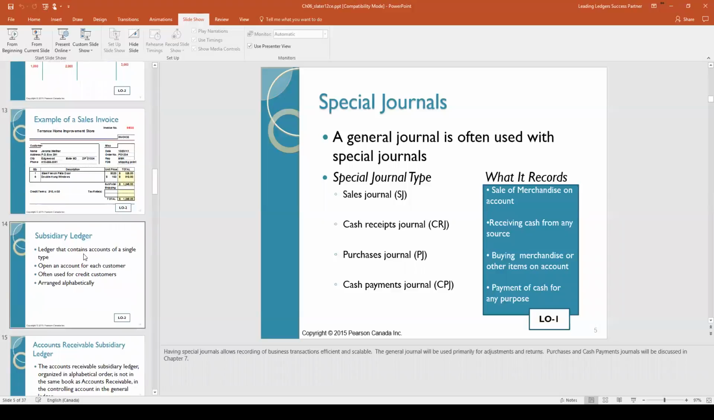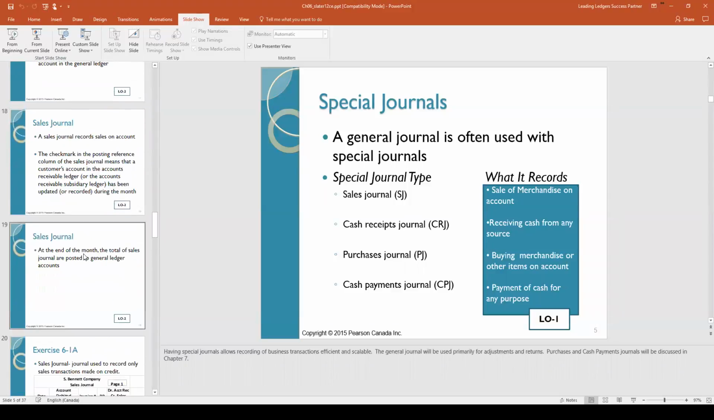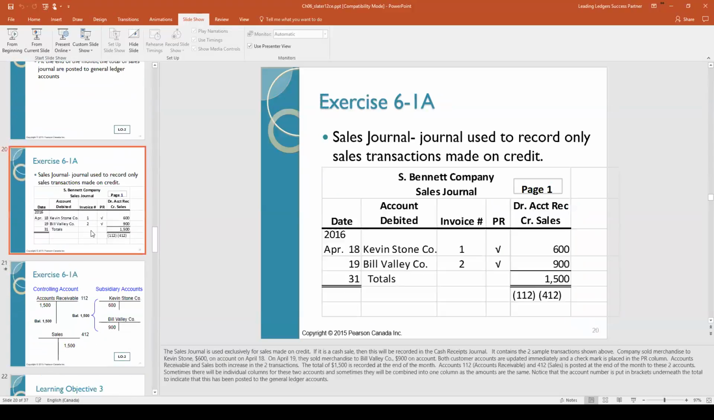So just to give you an idea of what some of these journals look like, here's the sales journal. Now this is a very, very basic example of a sales journal, but in reality, sales journals are a very basic transaction. They look very, very simple. So when you're recording in the sales journal, you would record the date, the accounts receivable account number, so the customer, the invoice number, and then you would record the sale amount, and that's it.